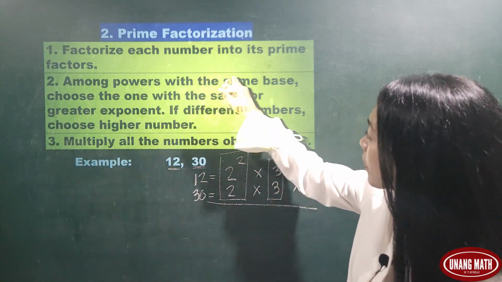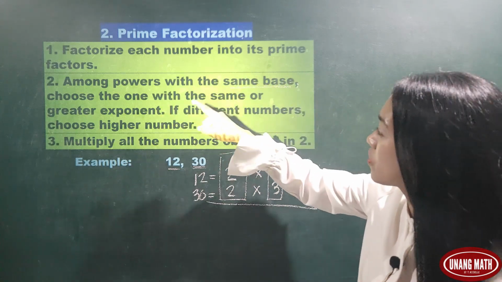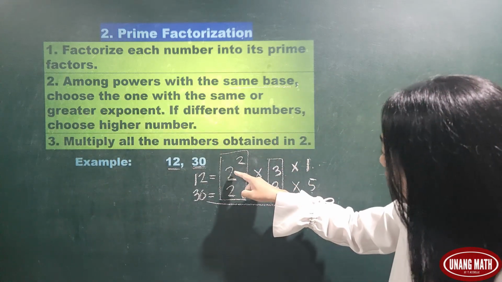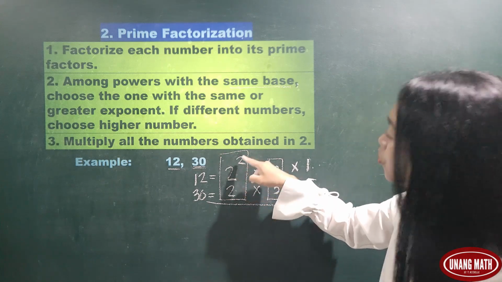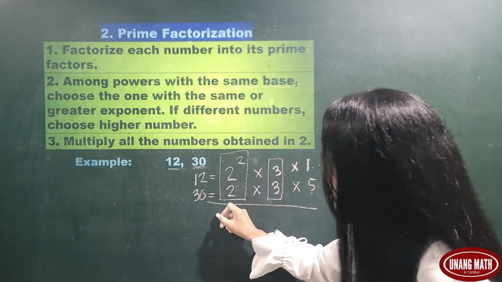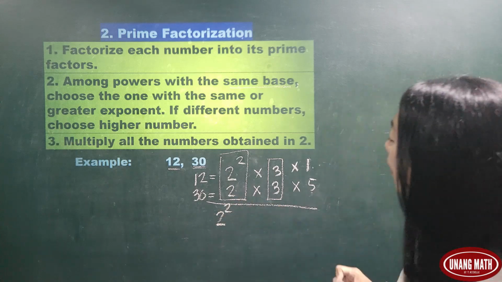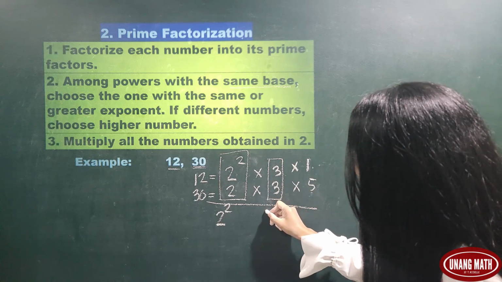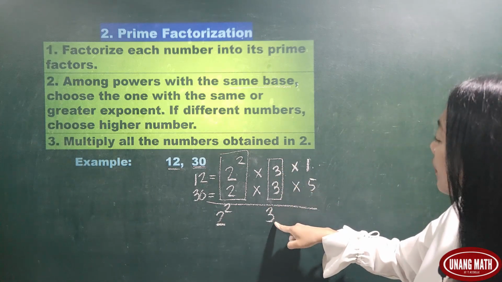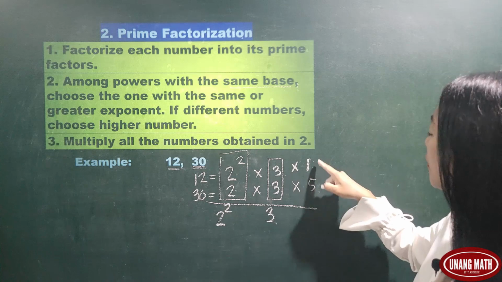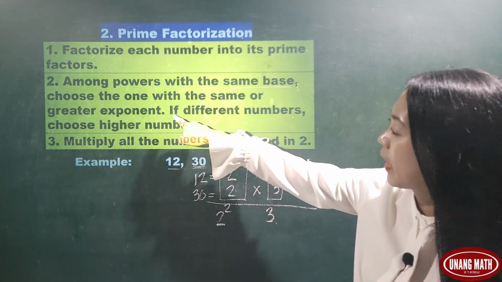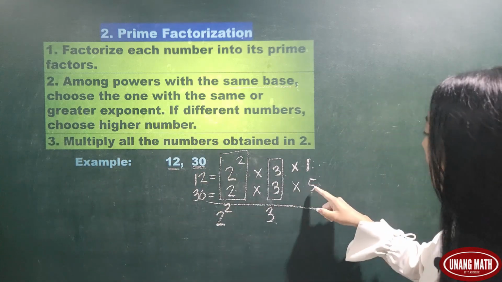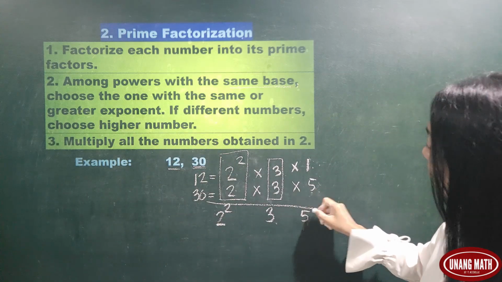Okay, among powers with the same base, choose the one with the same or greater exponent. Among 2 squared and 2, 2 squared is greater. So let's choose 2 squared. 3 and 3, same numbers, so we will just copy the same number. Okay, how about 1 and 5? These are different numbers. If different numbers, we need to choose the higher number. 5 is higher than 1, so we need to choose 5.